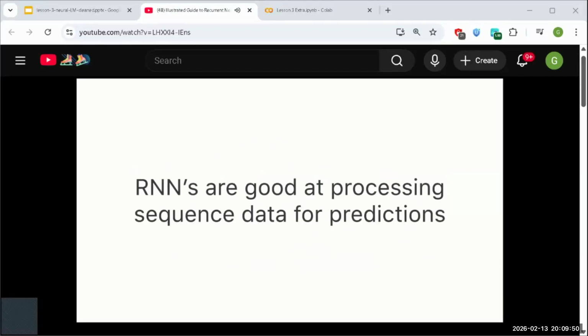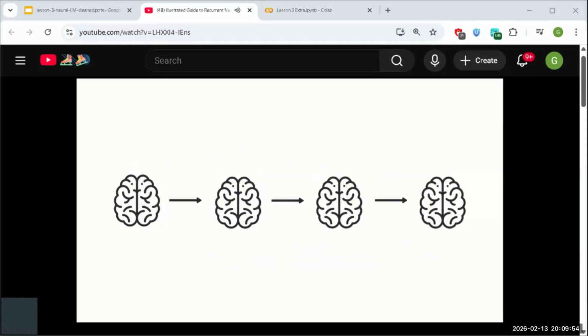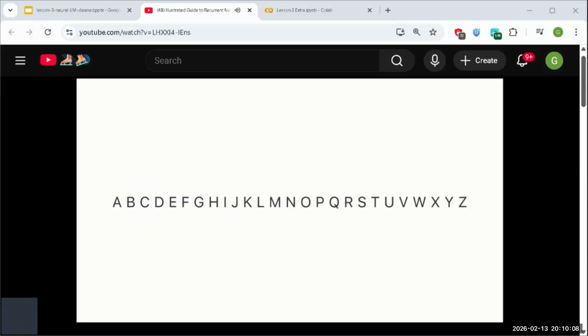Okay, so RNNs are good at processing sequence data for predictions, but how? Well, they do that by having a concept I like to call sequential memory. To get a good intuition behind what sequential memory means, I'd like to invite you to say the alphabet in your head. Go on, give it a try. That was pretty easy, right? If you were taught the specific sequence, it should come easily to you. Now try saying the alphabet backward.